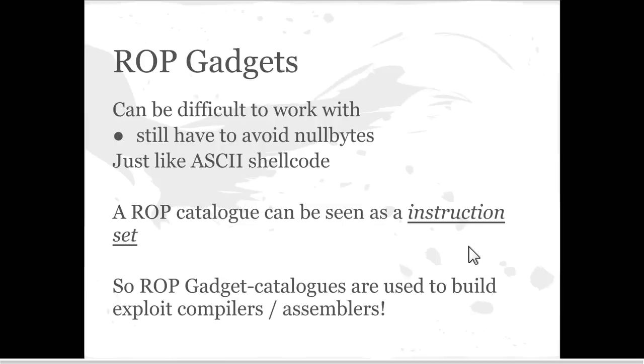So ROP gadgets on their own, manually, are going to be very difficult to work with, just like ASCII shellcode. Finding the valid instructions and putting together something manually is maddening. So you construct a catalog by building a scanner or using an existing one. By now, there are definitely many free and available ROP catalog scanners. You basically establish a ROP catalog for whatever DLL you want to use, and then that catalog can be seen as an instruction set.